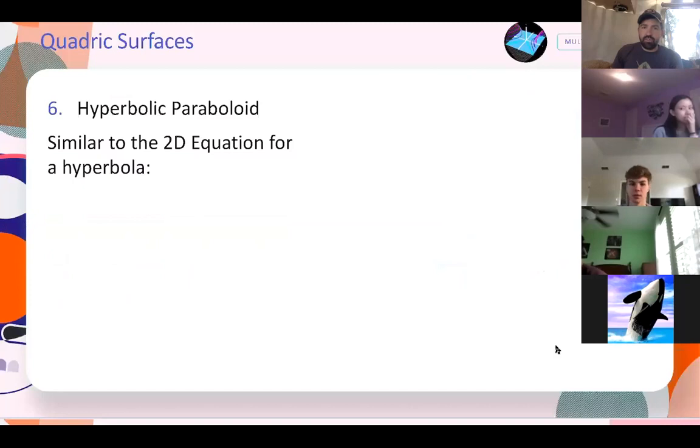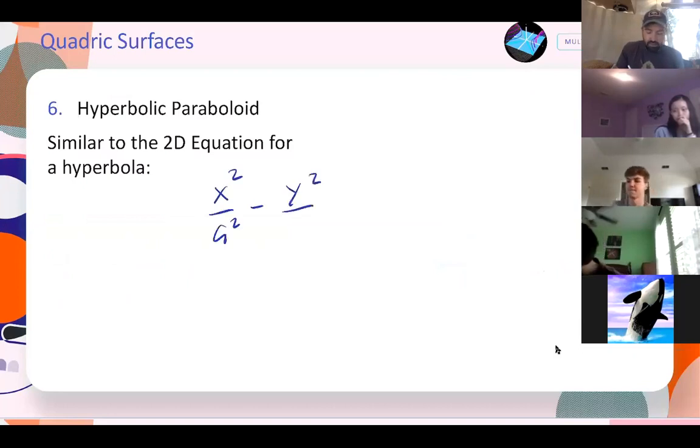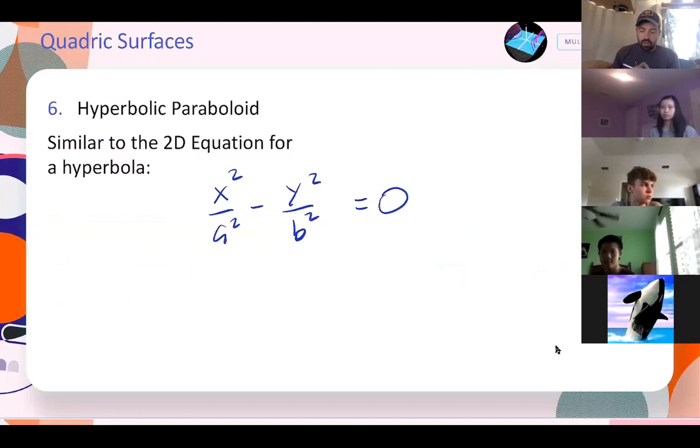Okay, and then the last one is the hyperbolic paraboloid. This one is probably the hardest to draw. And for some reason, people mess it up. I think it's because people don't like hyperbolas. Most people are pretty good with ellipses or circles, but not so much hyperbolas. So we're going to start with a similar equation to a hyperbola. Again, only difference is it's 0, which again means it's only the point 0, 0, 0. But we're going to do like the last one and add Z to this side.